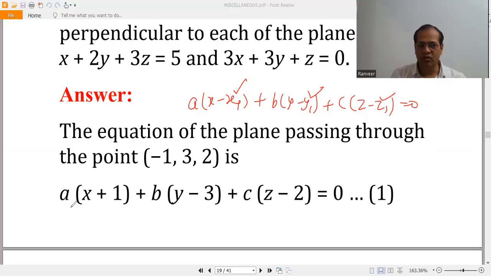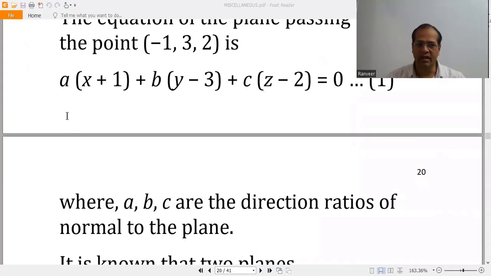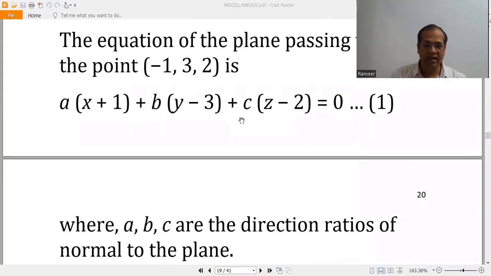So we just have to substitute: a(x + 1), because this is minus minus, plus; b(y - 3); c(z - 2) equal to 0. So this is the equation of the plane. Now, the second most important thing: a, b, c is nothing but the direction ratio. This a, b and c is nothing but the direction ratio of the normal to the plane.